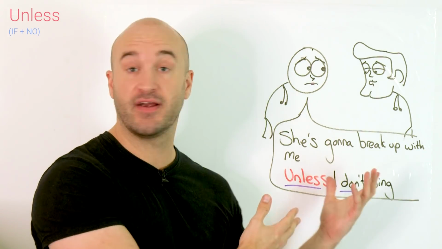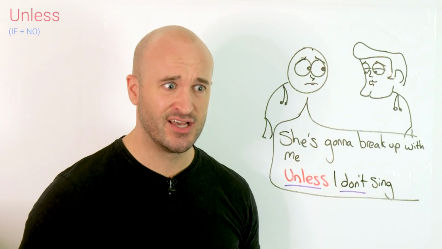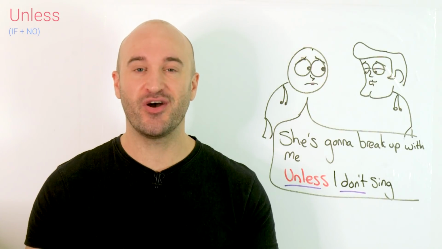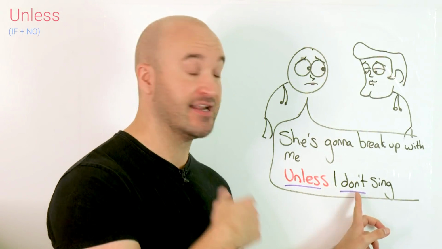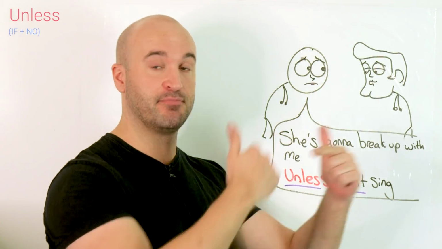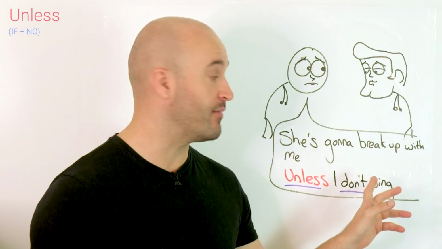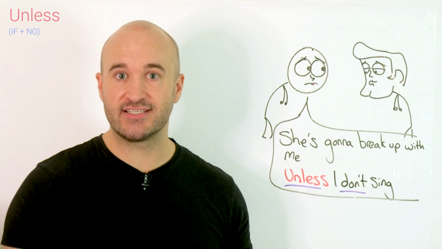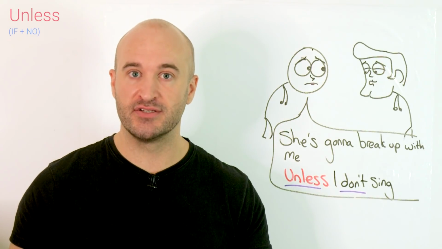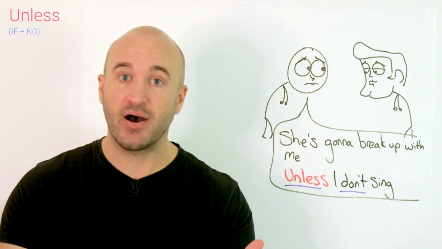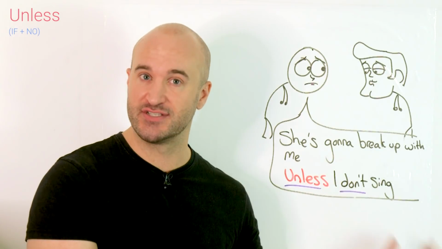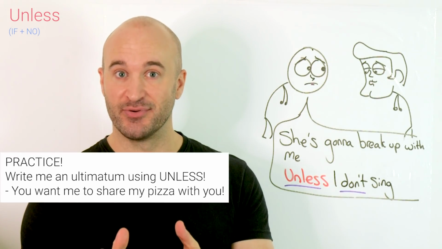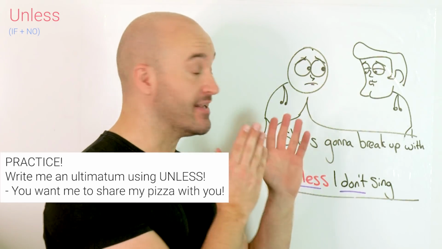So maybe that boyfriend could tell his friend, she's gonna break up with me unless I don't sing. Why does this work? With unless and a negative, it really means a positive. She's gonna break up with me if I sing. I would say the negative is not as common to use as the positive, but it's totally fine to use in a sentence. No problem. And again, try your own examples in the comments using unless.